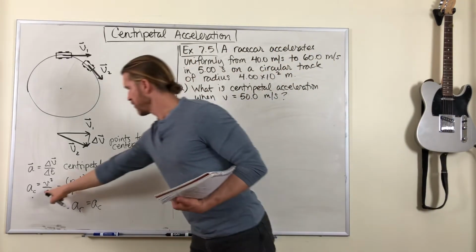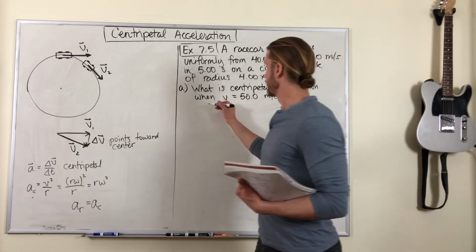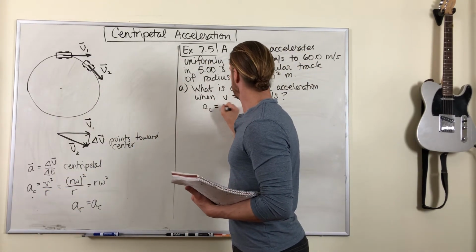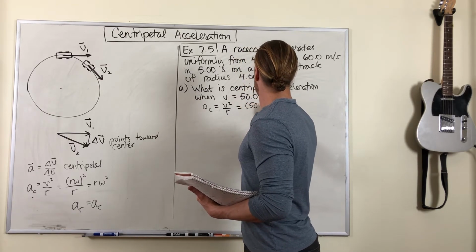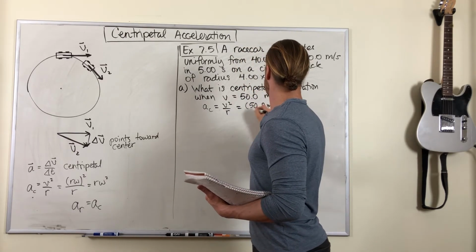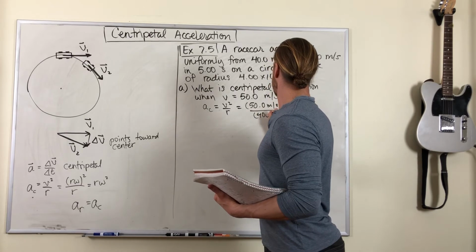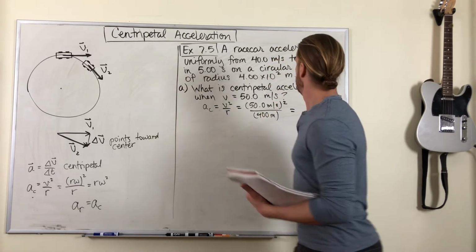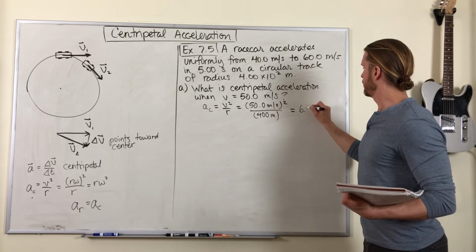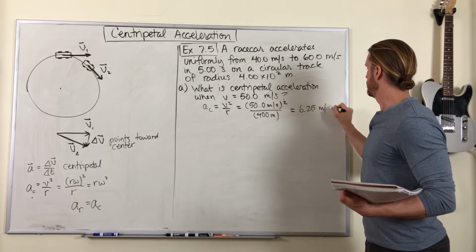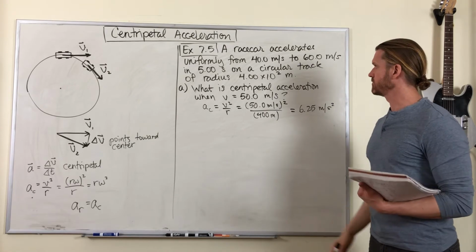Well, that's pretty straightforward. We just plug into the equation we just learned. AC is v squared over r. V is 50 meters per second. R is 400 meters. That gives 6.25 meters per second squared.